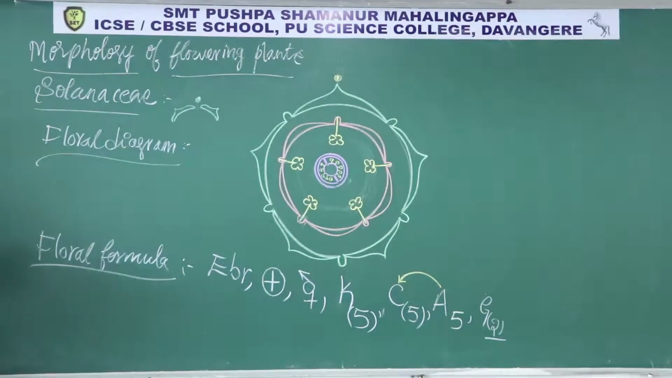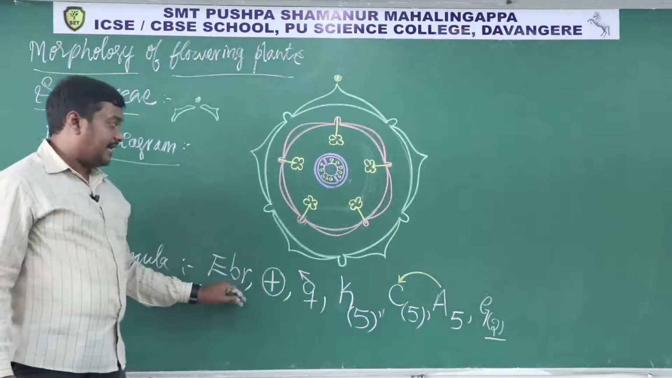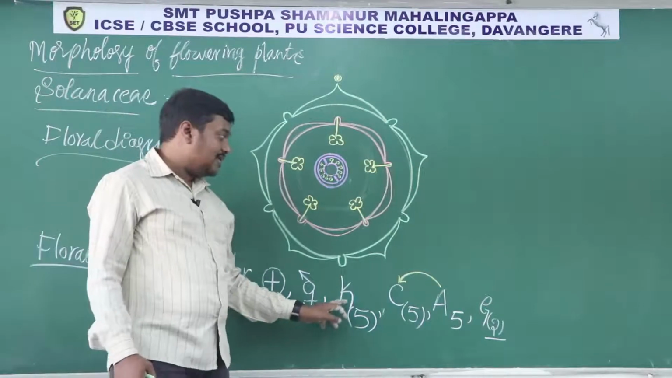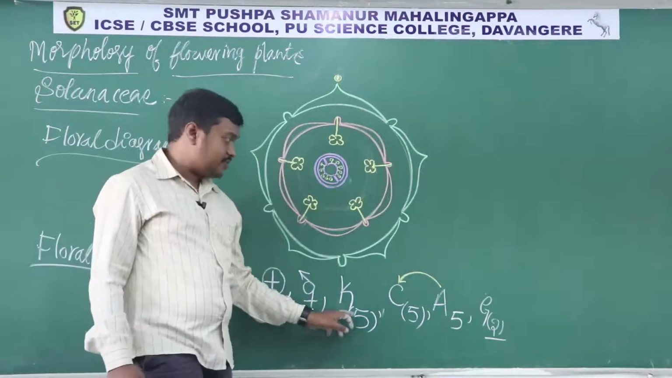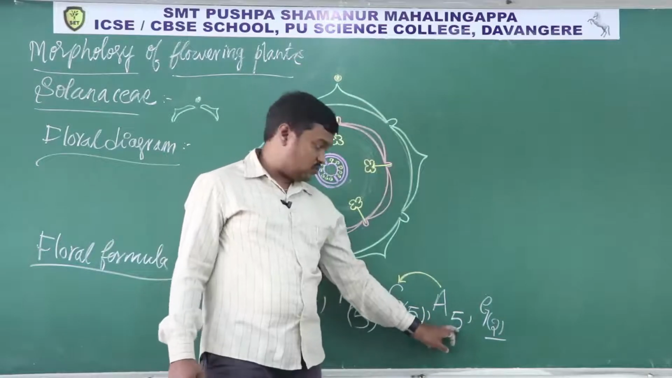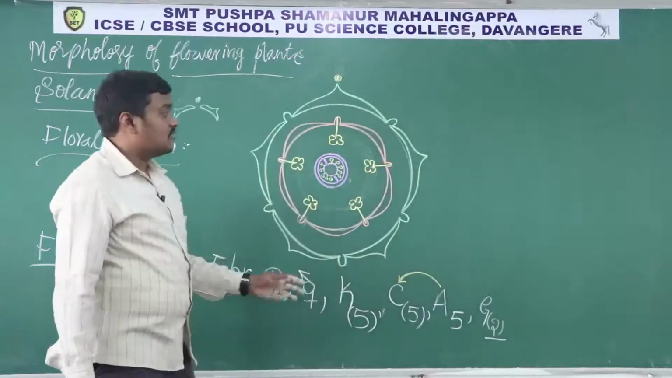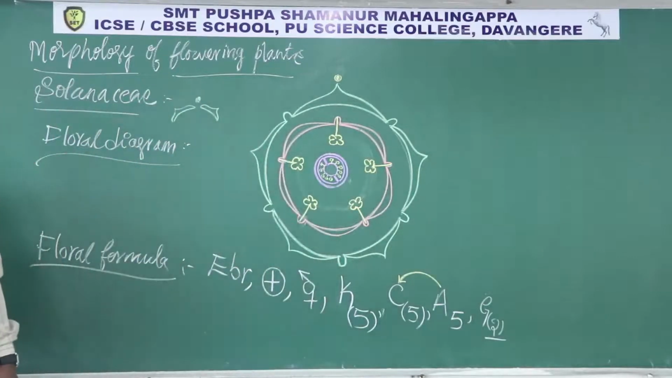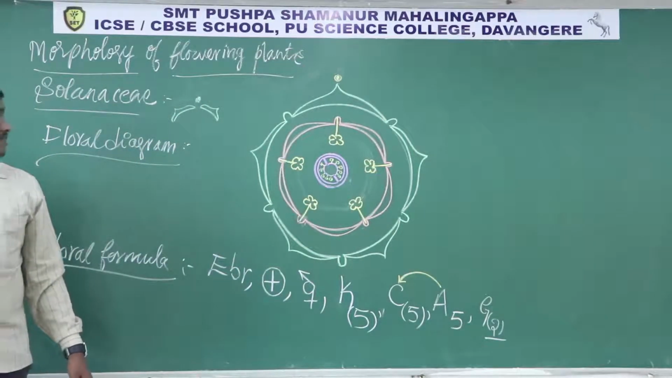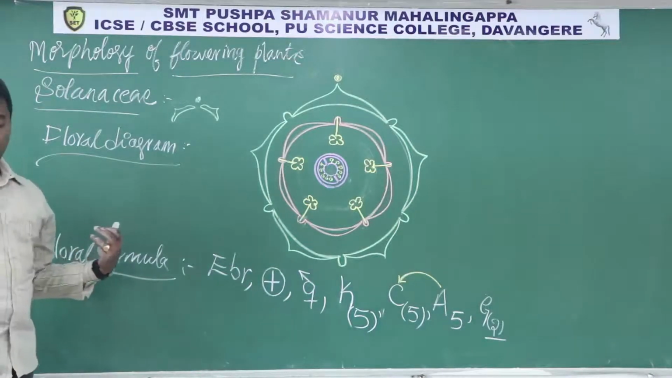Just compare it with the floral formula of yesterday's Fabaceae. There it is bracteate, zygomorphic, bisexual, calyx 5 fused, Corolla 1 plus 2 plus 2 fused, Androecium 9 fused plus 1 free, Gynoecium 1 within the bracket and superior ovary. So that is yesterday's. So this is about the floral diagram of the family Solanaceae. Okay.